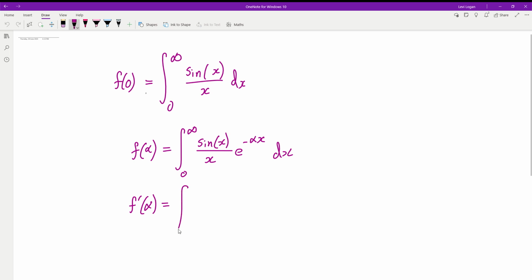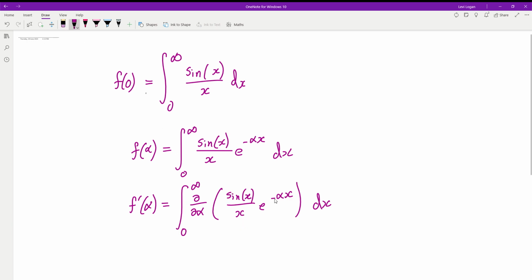So we have the integral from 0 to infinity, and then we have the partial derivative of alpha, and it's affecting all of this. So sin x over x, and then e to the negative alpha x, and then dx. Now, with the partial derivative, you basically treat the other variable as a constant. So x's are all constants now. So that's a constant. So the only function we have here is an Euler. So what we do pretty much is we differentiate this.